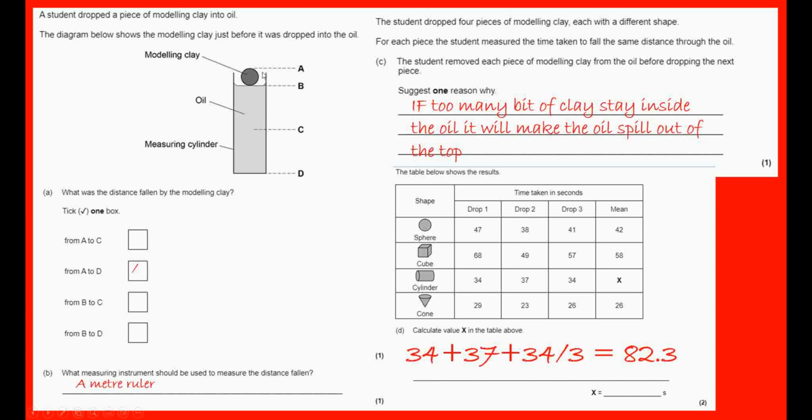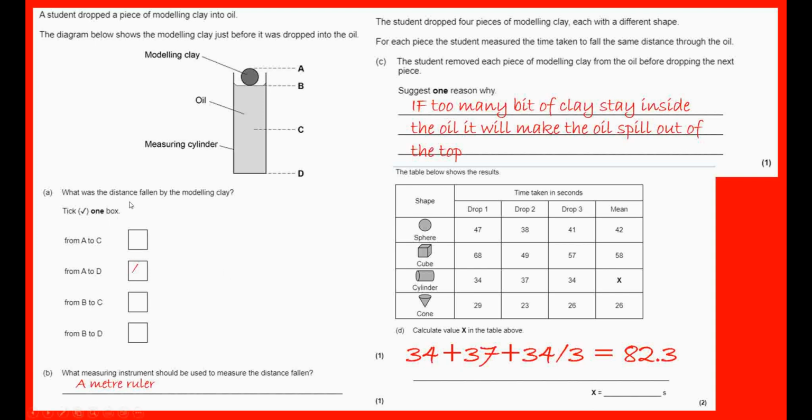So we've got some modelling clay that's going through a measuring cylinder filled with oil, and we're looking at how quickly it takes to drop through this measuring cylinder. We've got a bunch of questions that are answered here, and some of it is wrong. Your job is to find the mistakes. Where are they getting marks? Where are they losing marks?